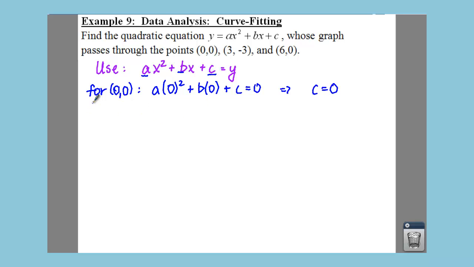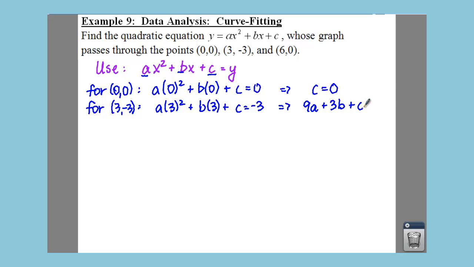So now if we use our second point, which is (3, -3), we're going to say a times your x value, which is 3 squared, plus b times your x value, which is 3, plus c, which is equal to your y, which is -3. And if you simplify this equation, that gives you 9a plus 3b plus c equals -3.